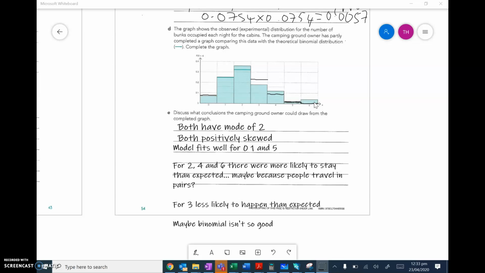So for 2, 4, and 6, they were more likely to stay. There was more likely to have 2, 4, or 6 people than expected. This might be because people travel in pairs, and for 3, it's less likely to happen than expected. So because it's not that good for most of the values, or for over half the values, maybe the binomial distribution isn't so good to model this situation. And that's page 54.